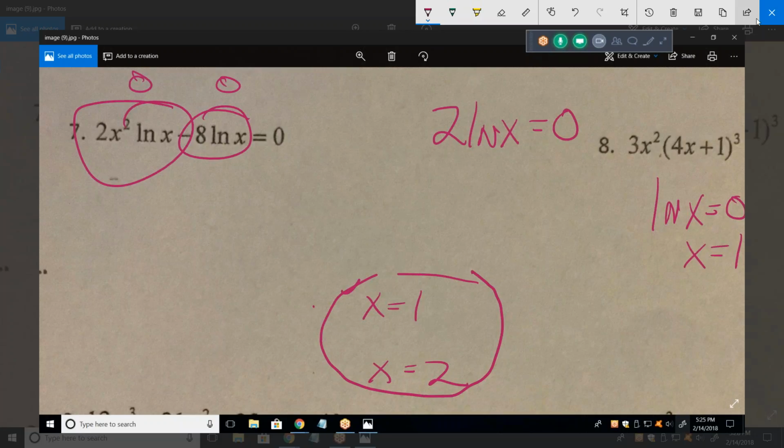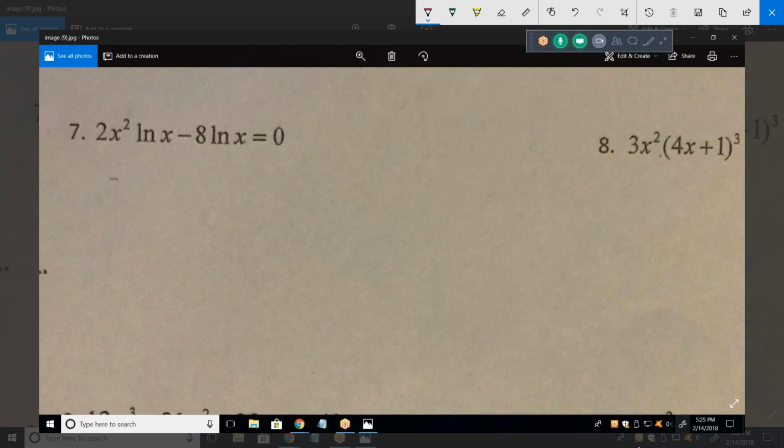Okay, let's try to do one more here. Am I looking at all of it? What's the rest of that? Is it equal to 0? No, there's more. Why don't you read it to me?